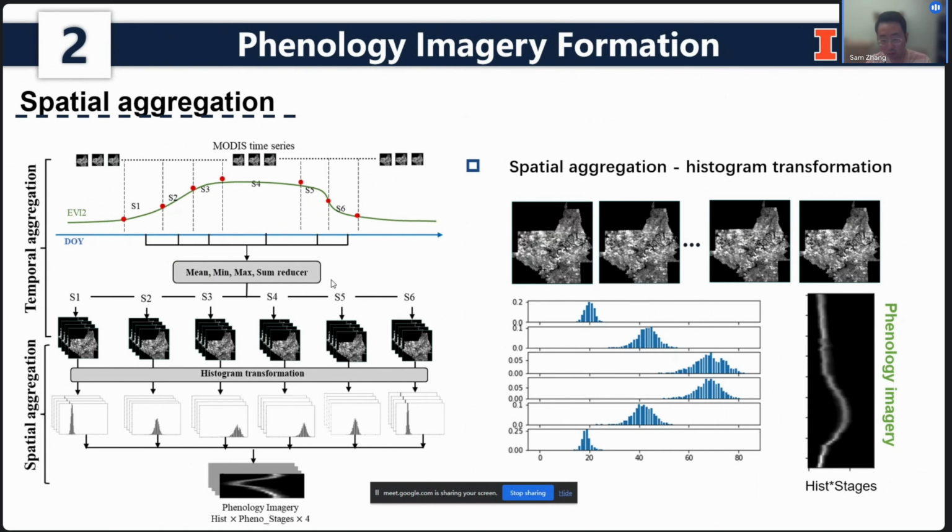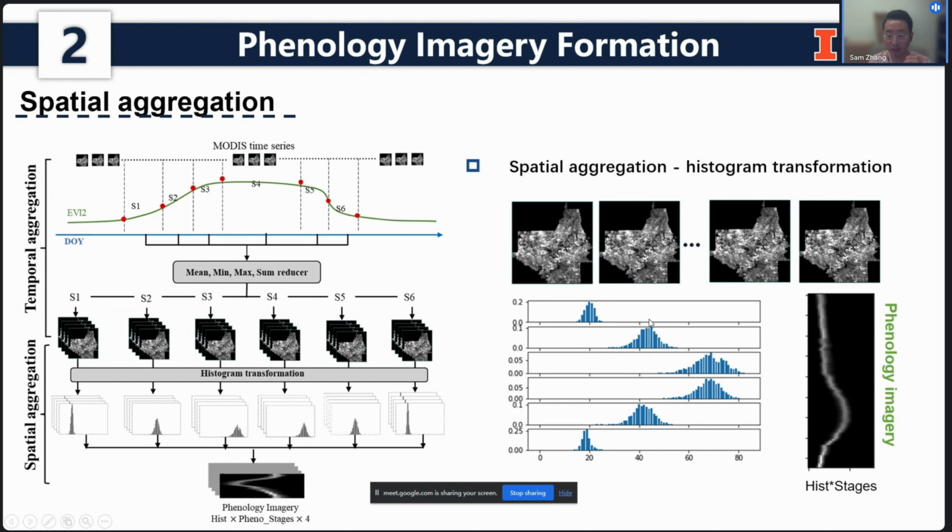So in conventional ways, usually we will use the mean values, like the average of the pixels within the county. But we know each county is not a small area, and usually the information within each county can be heterogeneous. So here we do not use the mean value, we use the histogram. So we transformed each image into one histogram, like the left figure shows.